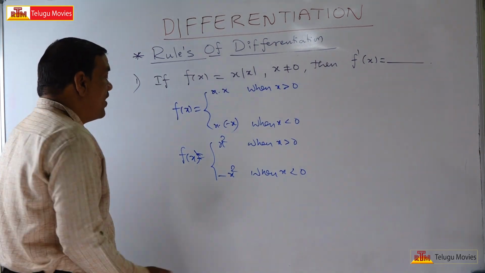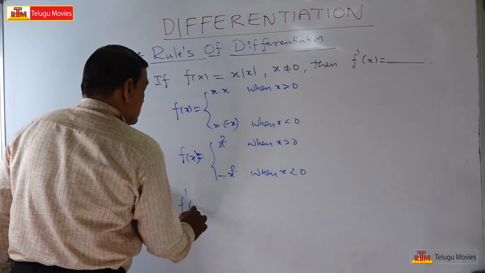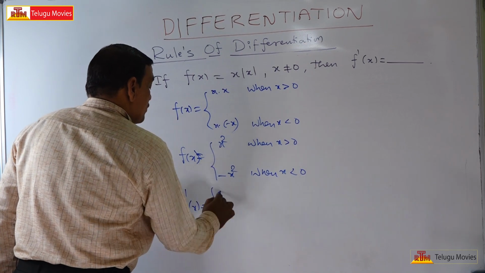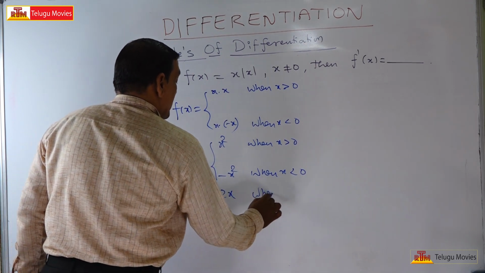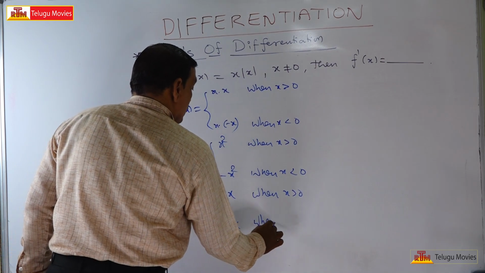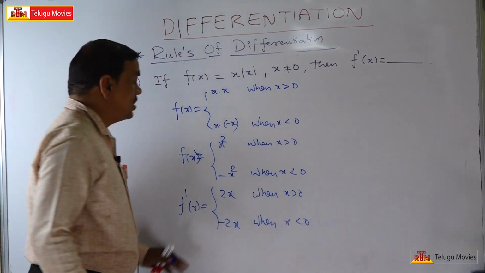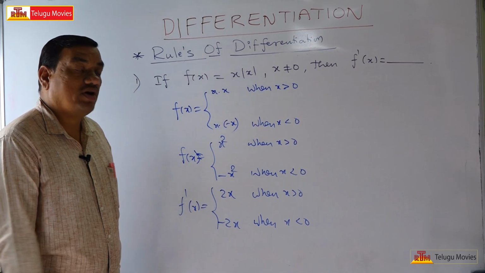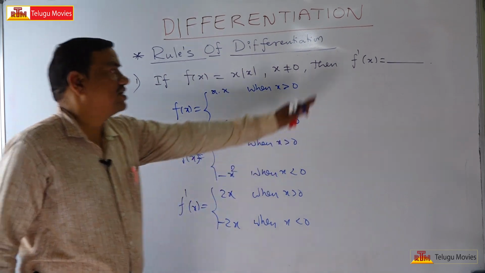Now find the derivative. f dash of x is equal to the derivative of x square, which is 2x, when x is greater than 0, and minus 2x when x is less than 0. So actually your problem is over. 2x and minus 2x, that is our answer.